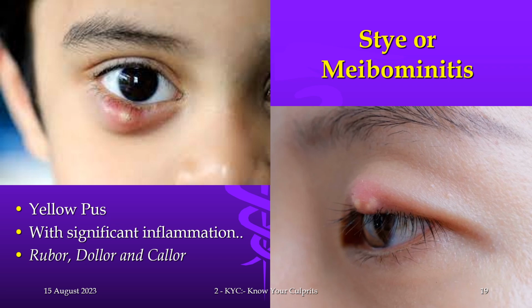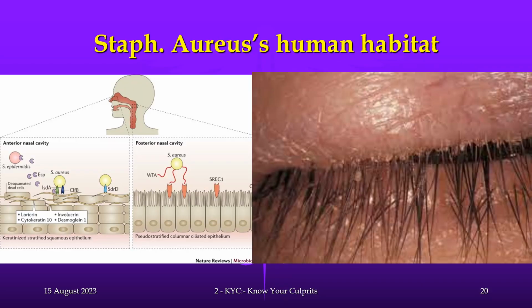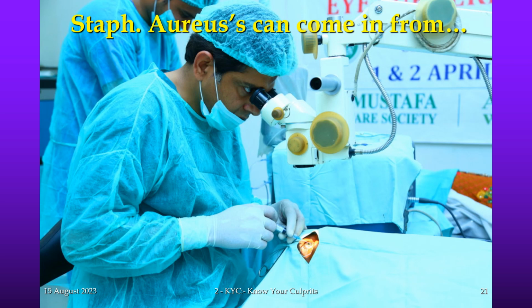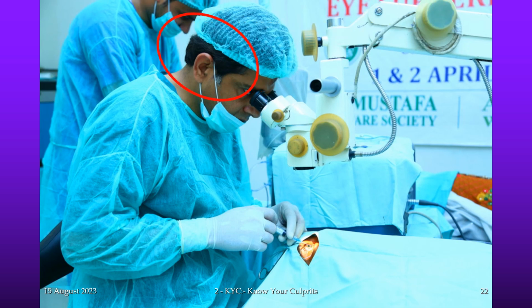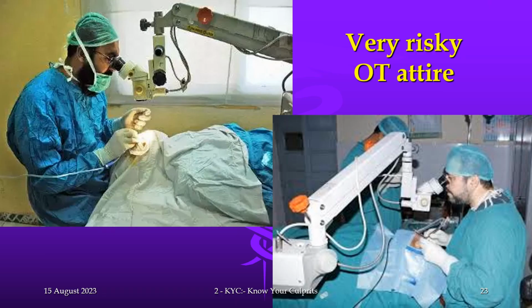dolor and calor. Anterior and posterior nasal cavity as well as roots of the eyelashes are the natural human habitats of Staph aureus. So the Staph aureus can come and lodge on the surgical field from exposed lids and lashes of patients or from exposed nose and mouth of surgeons and or OT staff. By the way, exposed hair of surgeon and or OT staff and visitors can shed visible or invisible dandruff with which many microbes also fall, especially Malassezia fungus. These are very risky OT attire.